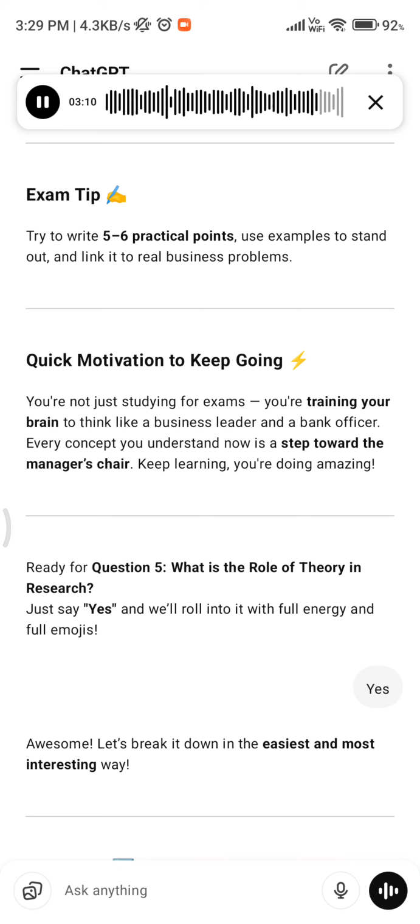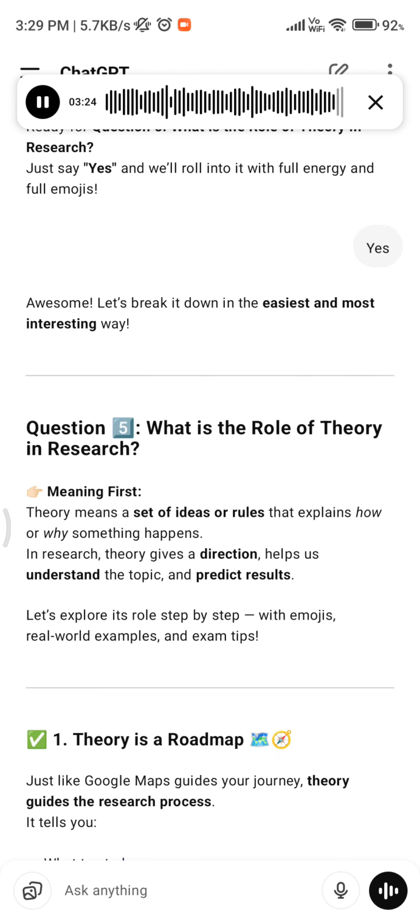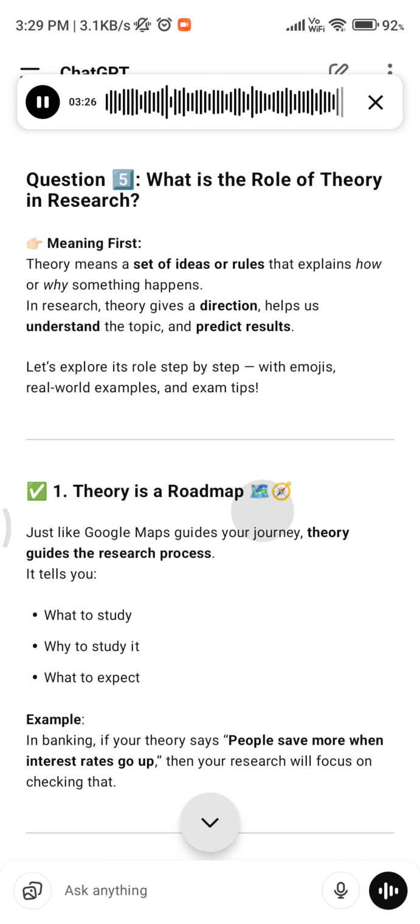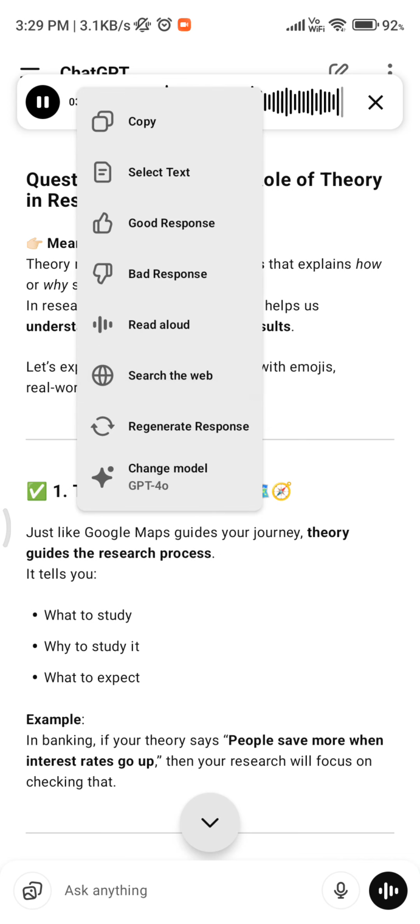Quick motivation to keep going. You're not just studying for exams, you're training your brain to think like a business leader and a bank officer. Every concept you understand now is a step toward the manager's chair. Keep learning. You're doing amazing. Ready for question 5? What is the role of theory in research?